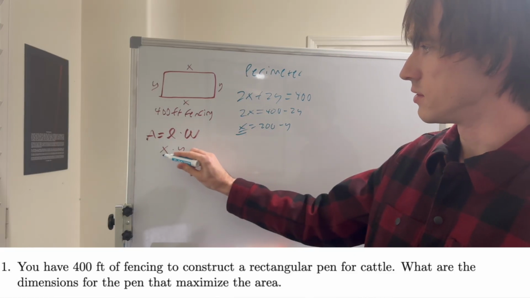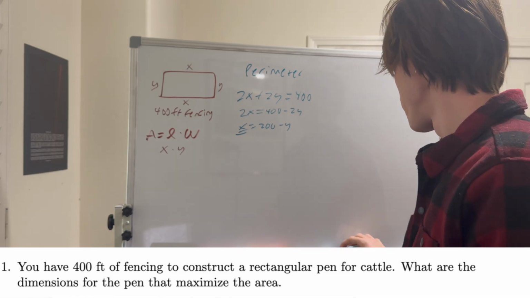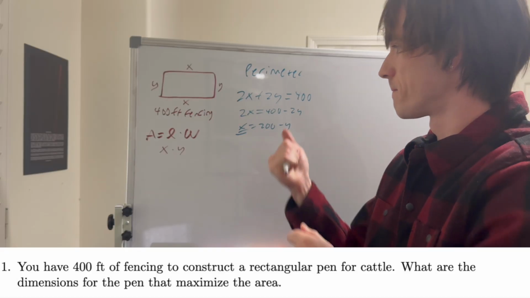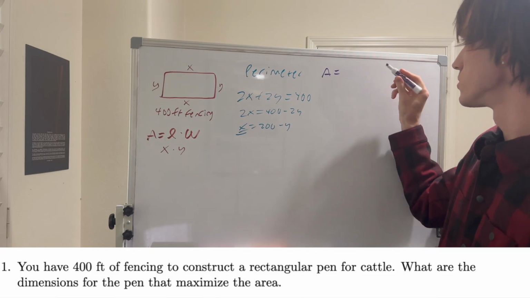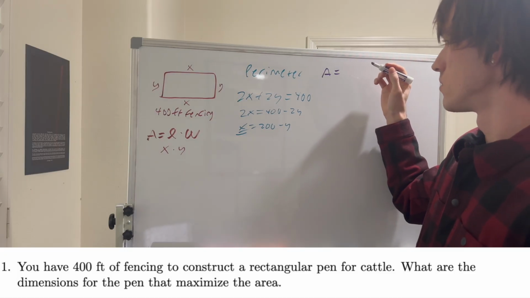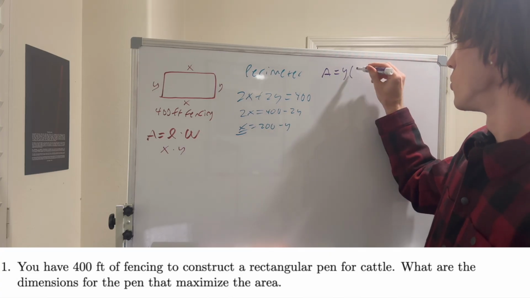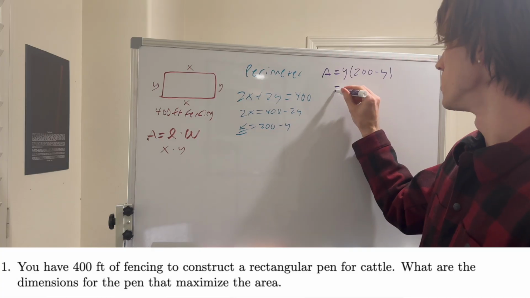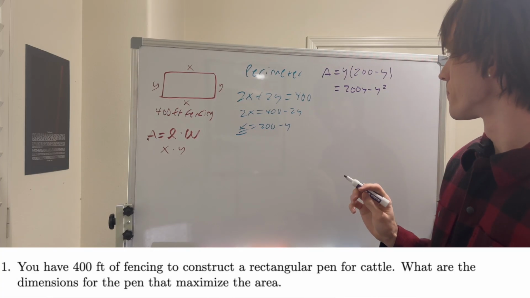Well, we could plug it into our area formula. So let's plug this x into our area formula. We could rewrite the area equals x times y, or we'll just say y times x, y times our x, which is 200 minus y. And then we could distribute. We'll get 200y minus y squared.